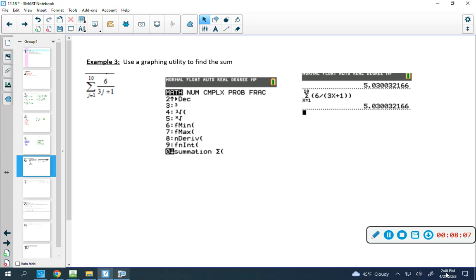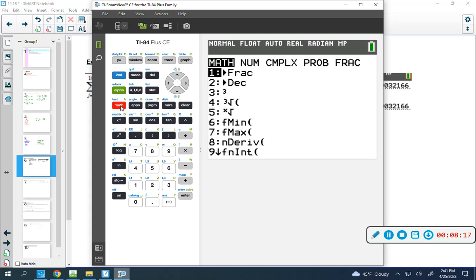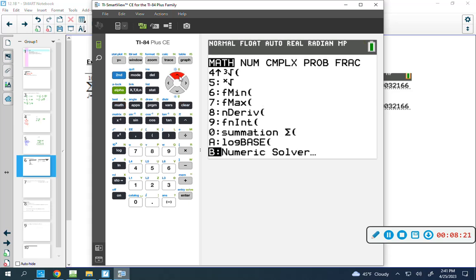So, little screenshots for you. You're going to be in your math menu, and scroll down to 0. You need summation. So here we go. Let me clear this off. Math. Scroll down to 0. You need summation. Sometimes I up arrow and come up from the bottom. I think it's easy.